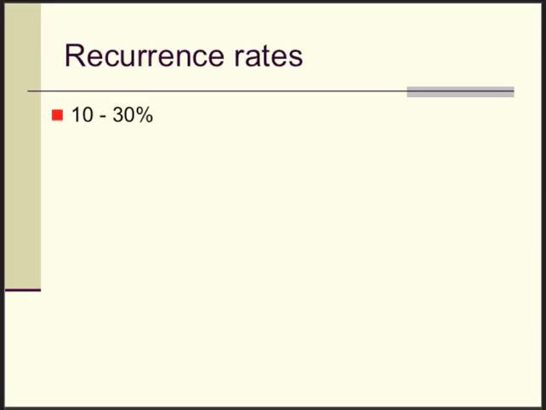Recurrence rates after a procedure, a very precise figure is hard to give, but it's between 10 and 30% in general. And important to tell women when we do the informed consent for a procedure. So there is no guarantee that it will fix the prolapse forever.